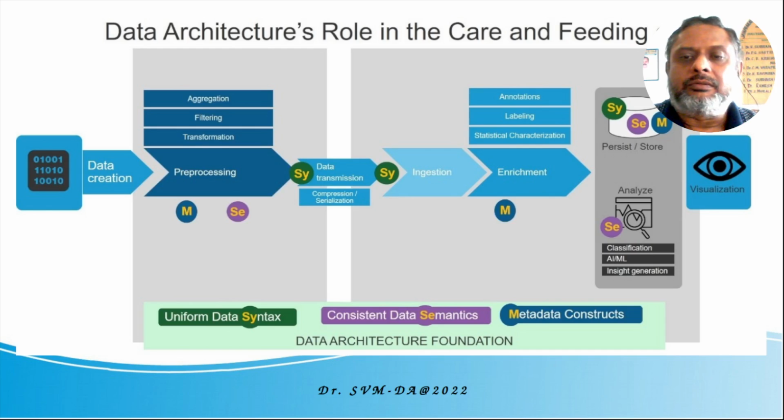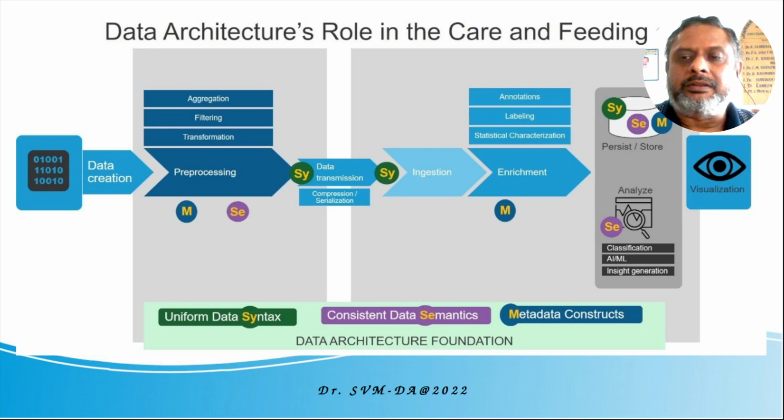And while doing that, we enrich our data through annotations, having appropriate labels and making statistical characterizations. This data is dumped onto the persistent storage and is also made available for analyzing. These analyses can be done by classification, artificial intelligence, machine learning, or insight generation. Various such tools are available for doing that. And finally, the outcome is available to the user as a visual output.